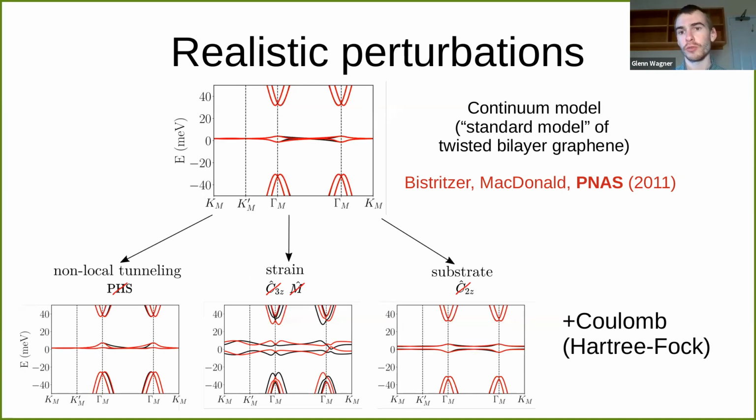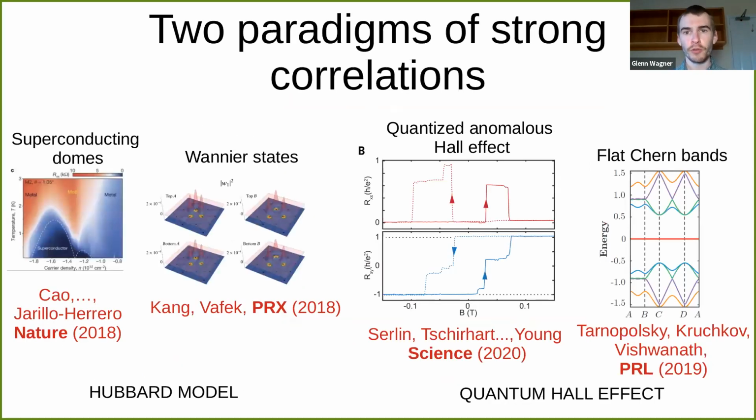So we start off with the band structure given by this model with these 3 perturbations. And on top of that, we consider Coulomb interactions via the Hartree-Fock approximation. And before we set out to do this detailed Hartree-Fock calculation, we should maybe give a bit of thought to which state we expect to find.